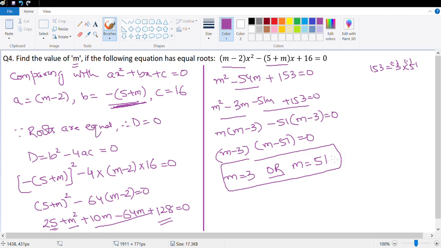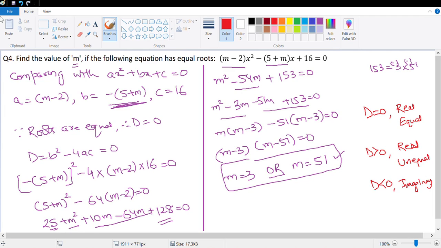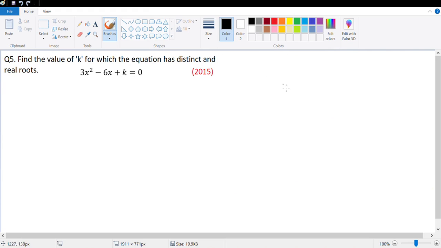Right, so again I'll revise. You need to remember three things. D is equal to 0, roots are real and equal. D is more than 0, roots are real and unequal, and D is less than 0, roots are imaginary. Good, that brings me to the last question of this exercise. Let's look at that question, which is question number 5.